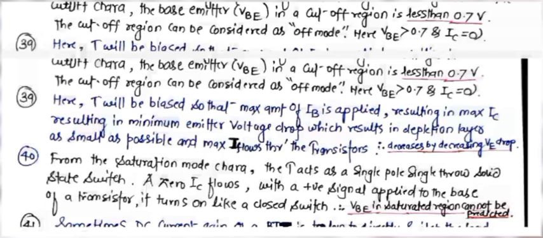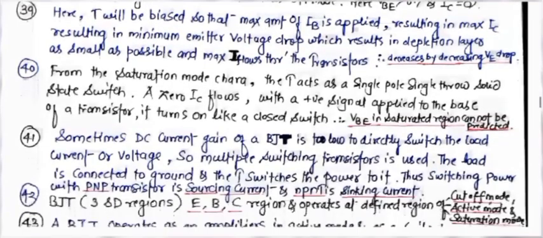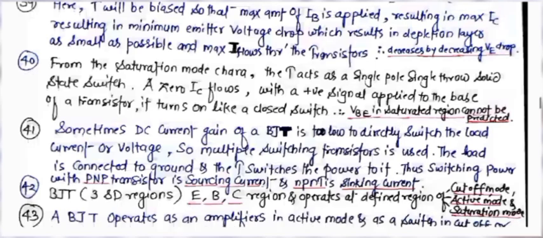Here, the transistor will be biased so that the maximum amount of IB is applied, resulting in maximum IC, resulting in minimum emitter voltage drop, which results in a depletion layer as small as possible and maximum current flows through the transistor, therefore resistance decreases by decreasing the emitter voltage drop.